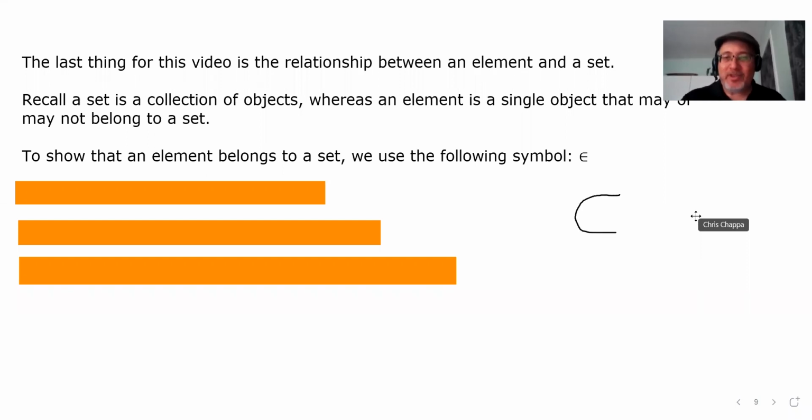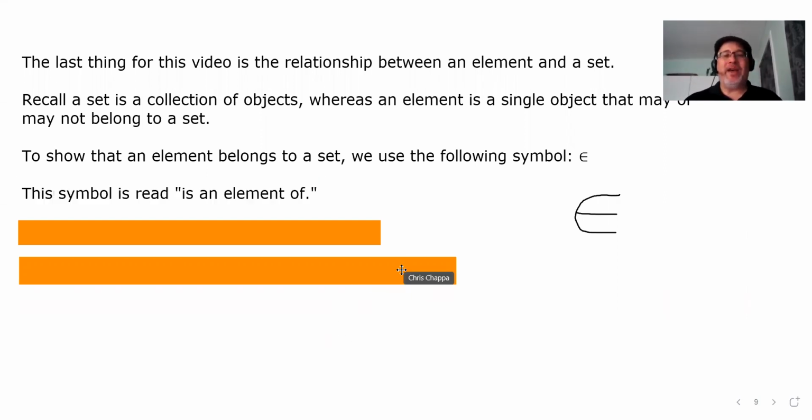Maybe a C with a line through the middle of it. But it does kind of look like the letter E. This symbol, in red, is "is an element of." Let me highlight that, because it's important to know that this symbol translates to the phrase "is an element of."